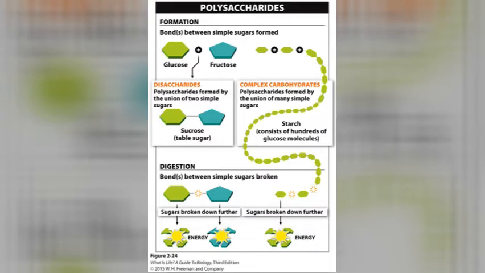To use sucrose, our bodies have to first break down the bonds that link the glucose and the fructose together. Once that's done, the individual monosaccharides can be broken down into their component atoms, and the energy that was stored in the chemical bonds that held them together can now be harvested and used.